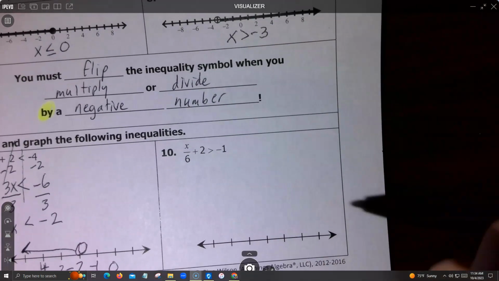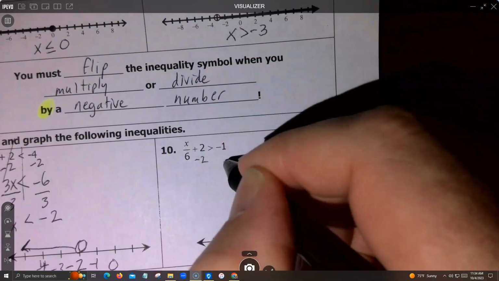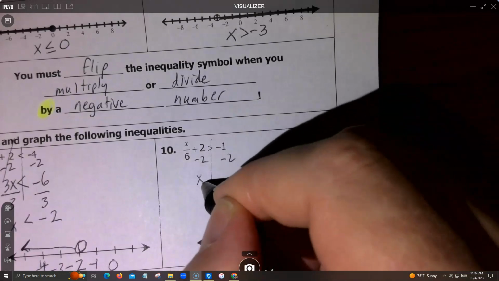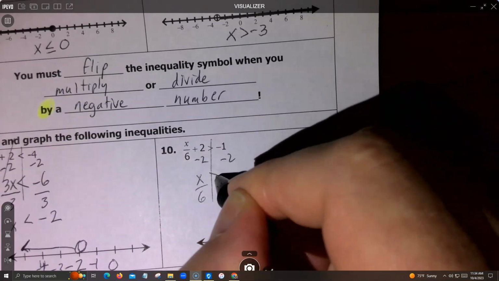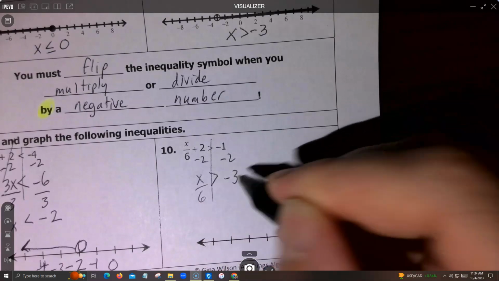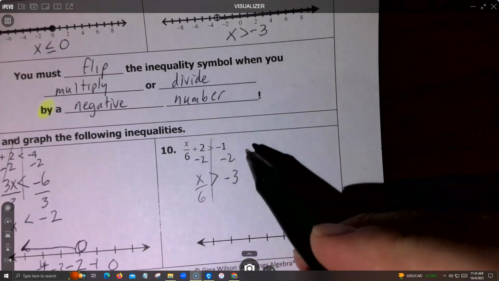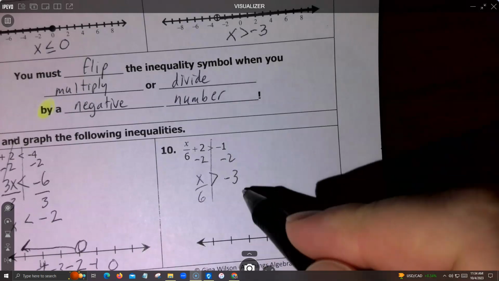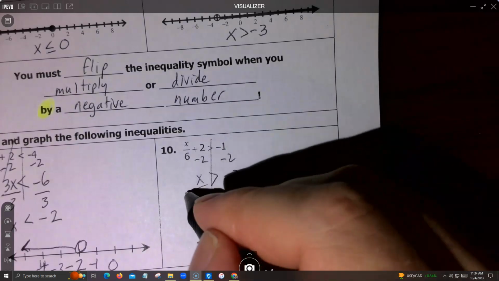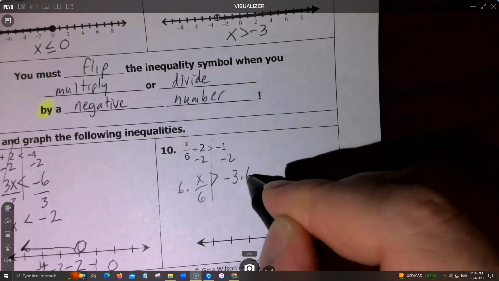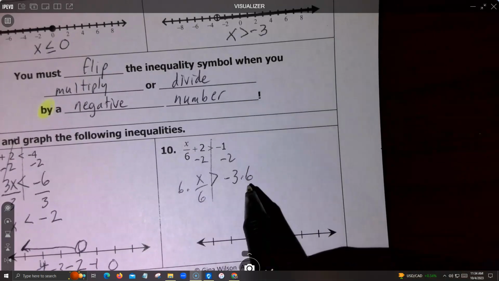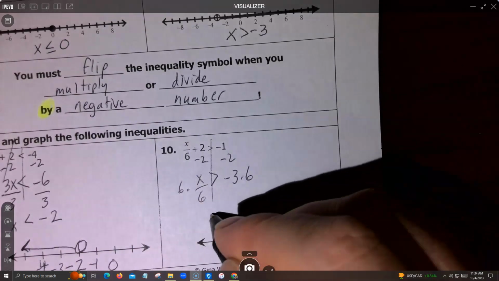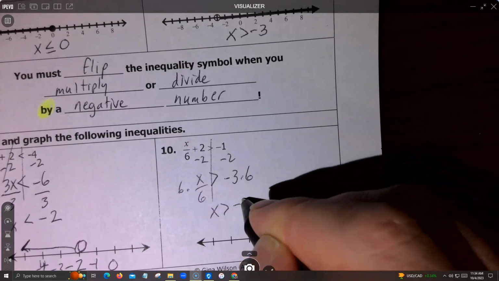All right, next one. Okay, so I subtract 2 from both sides again because I have add 2, so I'm subtracting 2. I get x divided by 6, bring down the symbol, and then this is -3. Check that with Desmos if you need to, or your calculator on your phone to make sure you're getting this number right. Okay, and I have divide by 6, so I'm going to multiply by 6. And again, since I multiplied by a positive number, this does not apply. Okay, so I have x is greater than -18.